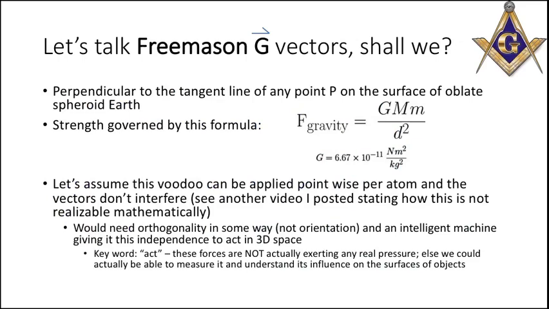You would need orthogonality in some way, and it cannot be an orientation because that's already governed by, what I said earlier, being perpendicular to this tangent line towards the inner part of the spheroid. And so, we would need orthogonality in some way and an intelligent machine giving it this independence to act in three-dimensional space, giving it sort of authorization to act only on that atom alone. Keyword act, this is a double meaning for me.